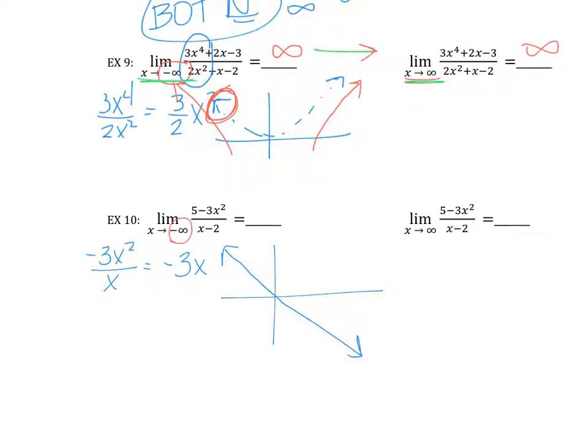So as x goes to negative infinity, you have to look at this arrow, which is infinity. When x is going to positive infinity, you have to look here, and that's negative infinity.